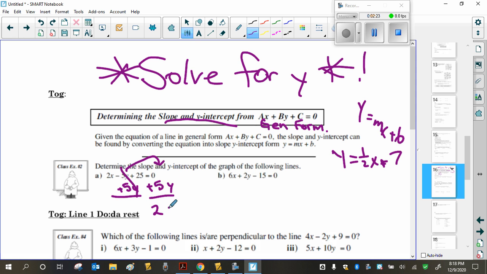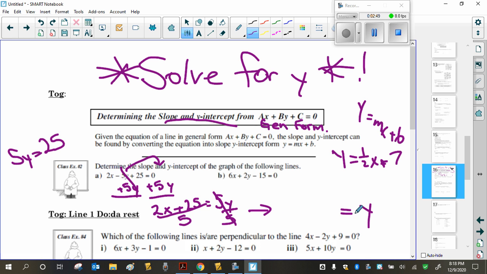We get 2x plus 25 equals 5y. And you can do this, you can do anything. To solve for y, when you have 5y, you do the opposite operation, divide both sides by 5. The 5's cancel. You're left with, sorry, I'm running out of room. So I'm going to go over here. You're left with y equals 2 over 5x plus 25 divided by 5, which is 5.